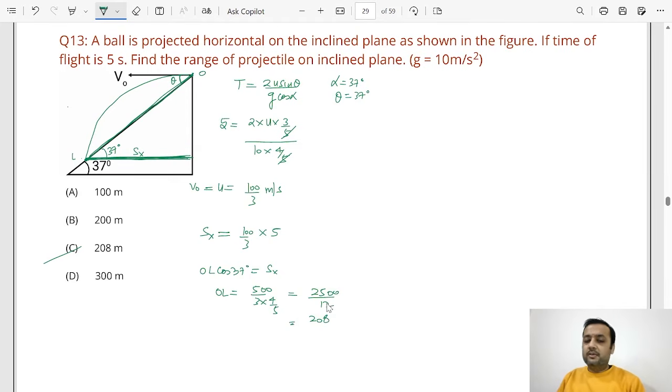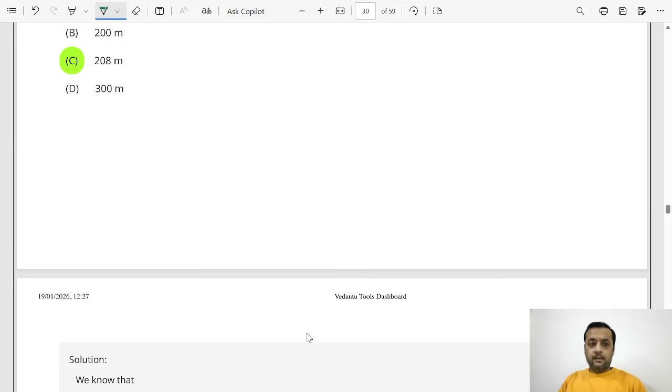It's not very difficult. 12 into 200 will be 2400, and then 100 by 12 will be nearly how much? 8 point something. So I think 208.3 approximately you will get. I hope you would have understood. All right.